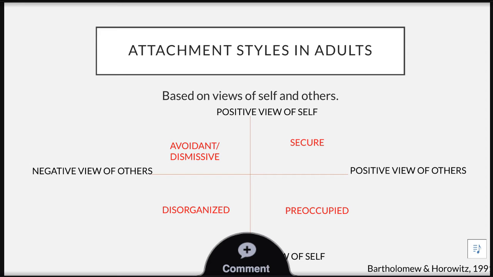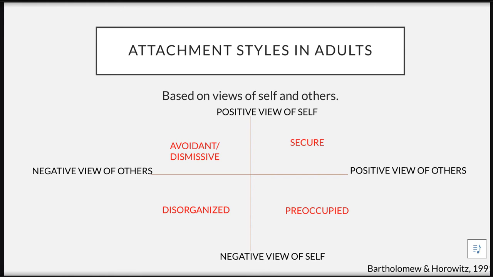Bartholomew and Horowitz categorized adults into four different attachment styles based on the model identified by Bowlby's working model of attachment. Secure attachment have positive view of self and positive view of others. Preoccupied have negative view of self and positive view of others. Avoidant have negative view of self and negative view of others, and dismissive have positive view of self and negative view of others.